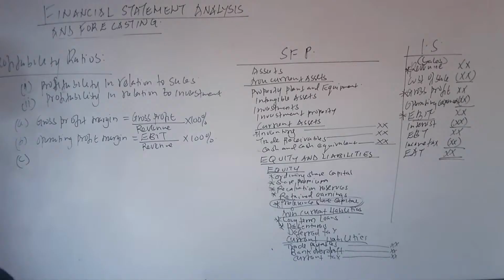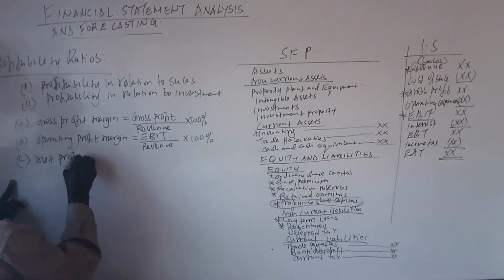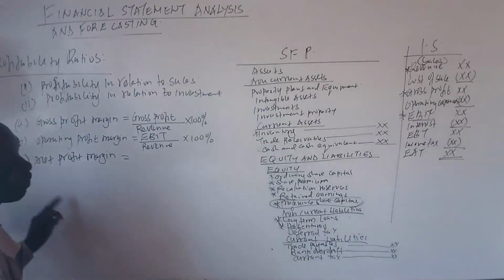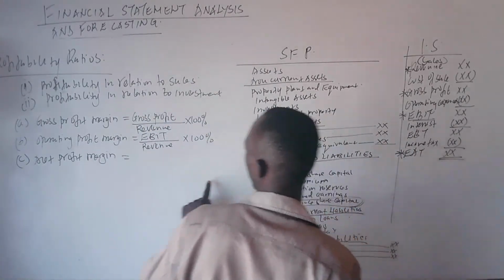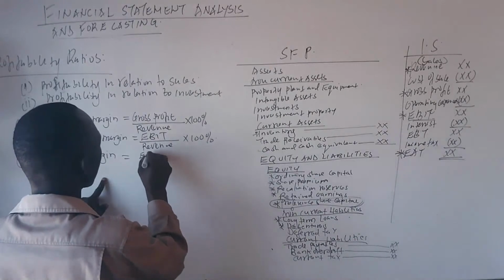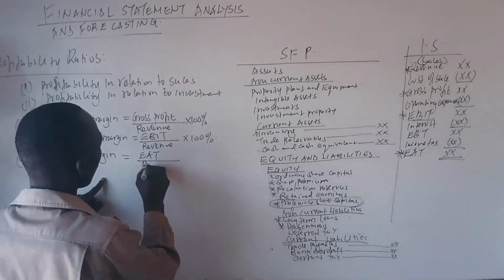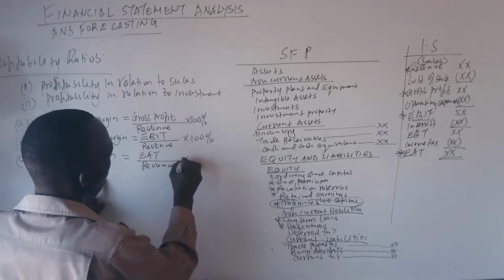Then how are we going to get the net profit margin? The net profit margin will be given by earnings after tax, which is our net profit. Then we divide by revenue or the sales. Then we multiply by what?